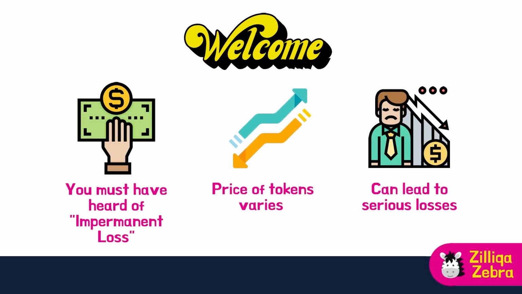If you haven't been actively providing liquidity on Zilliqa, then you will have heard of the term impermanent loss. Impermanent loss occurs when the price of your token varies as compared to when you first deposited them in the pool. The larger the change, the bigger is your loss. If you want to find out more about impermanent loss and how it can impact you, this video is for you.